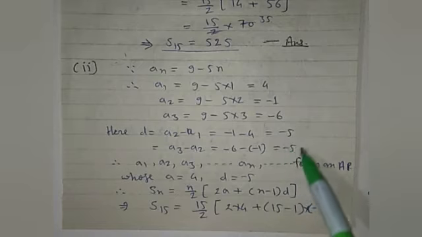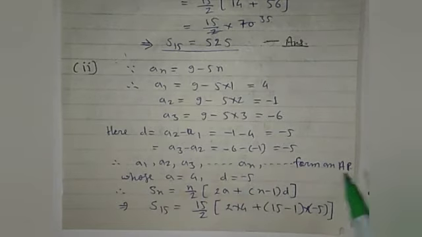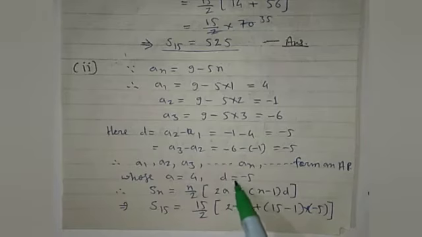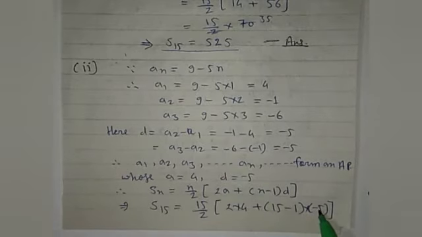So here the common difference is the same. So A1, A2, A3 and so on An form an AP, whose first term A equal to 4 and common difference D equal to minus 5. Now using the formula Sn equal to n by 2 into 2A plus n minus 1 into D, here S15 is equal to 15 divided by 2 into bracket 2 into 4 plus 15 minus 1 into minus 5.